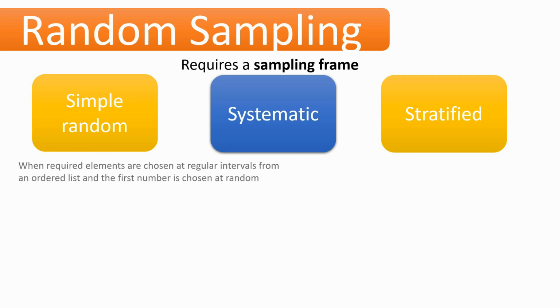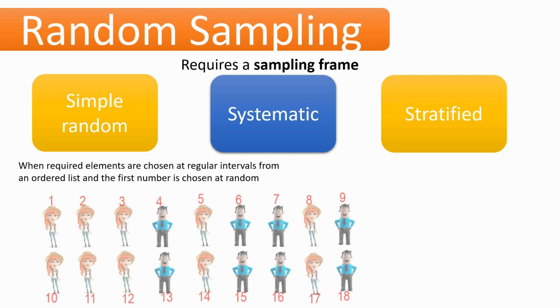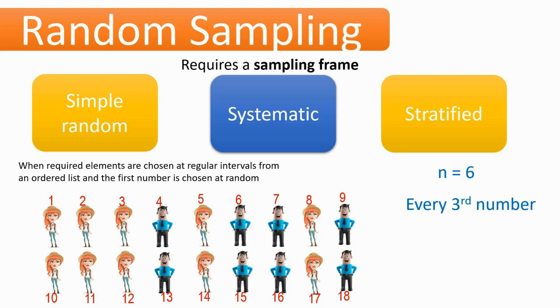Systematic sampling. Now, this is when we're going to choose like every 6th person or every 5th person along, and that depends on our original sample size and how many we want. So if we've got 18 again, the same 18 characters, again we want a sample of 6. It makes sense to take every third number, 18 divided by 6.